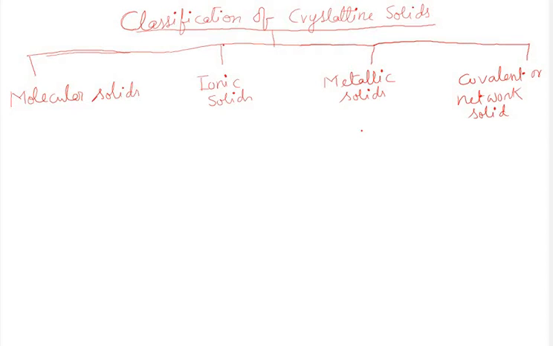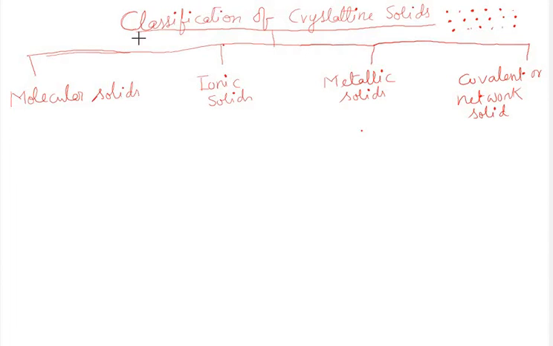Now crystalline solid, as you know, in crystalline solid the particles are arranged in a long ordered arrangement. So the constituent particles here in crystalline solid are in long ordered arrangement. Now what is the classification of these types of solid? What is the classification of crystalline solid that we learn about in this video?